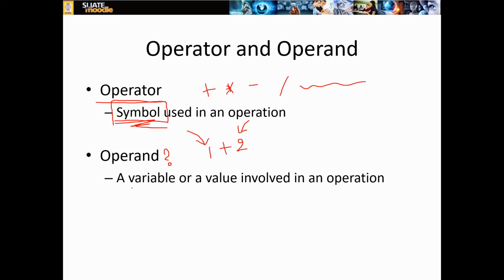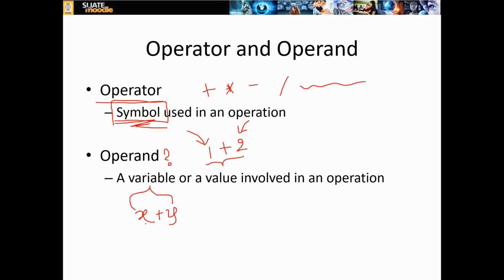So operand means a variable or a value involved in an operation. To do an operation, we should have certain things. It could be a value. In this case, I have used values, or else you may use variables. Now you know what are variables. So you do not have to directly use values all the time. Instead, you can use variables.